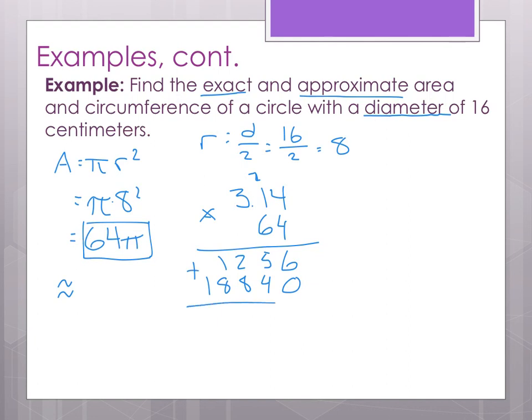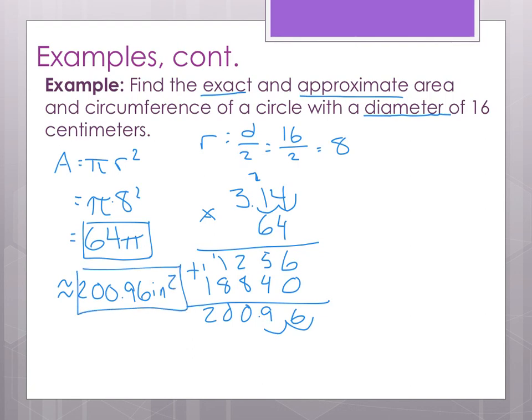We add these together. We get 6, 9, 10, 10 again, and 2. And we need to move our decimal over 2 places. So our approximate answer is 200.96 inches squared for the area. So there are both the exact and approximate answers for the area of this circle.